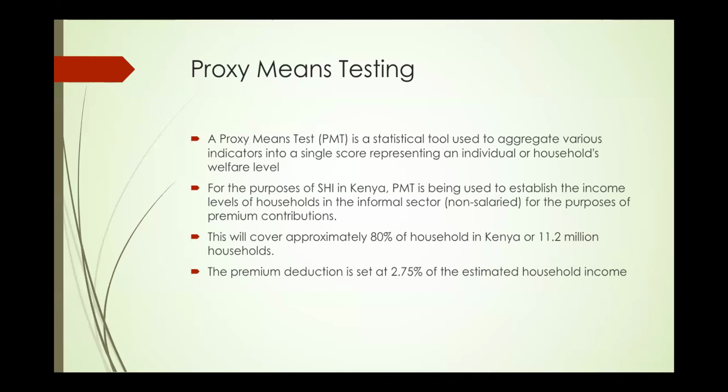So we are only focusing on the non-salaried people or non-salaried households. So those are households that do not earn a fixed salary. And we estimate there are about 80% of such households in Kenya. So around 11.2 million households are expected to undergo this process of proxy means testing. So the process comes immediately after you register. We will see how it is done. But once we determine the income, the Act actually regulates that we deduct 2.75% of that income. So what I'm going to take you through is how we do the means testing process.